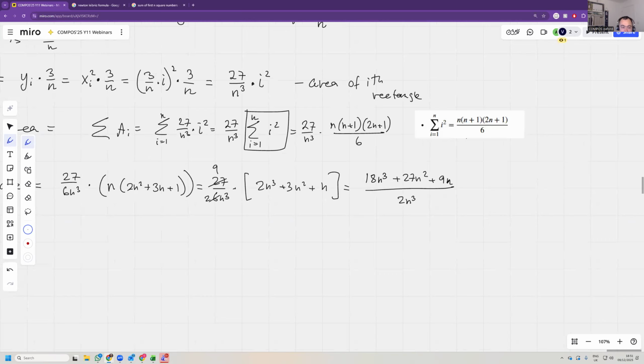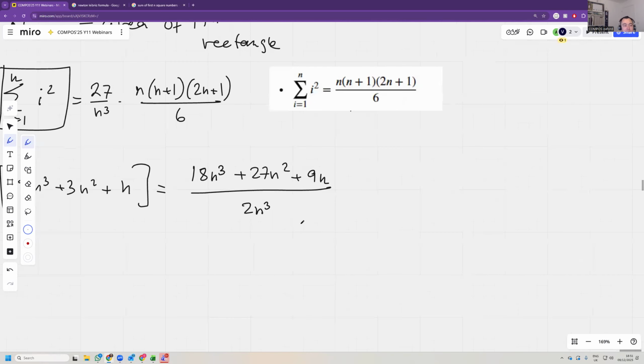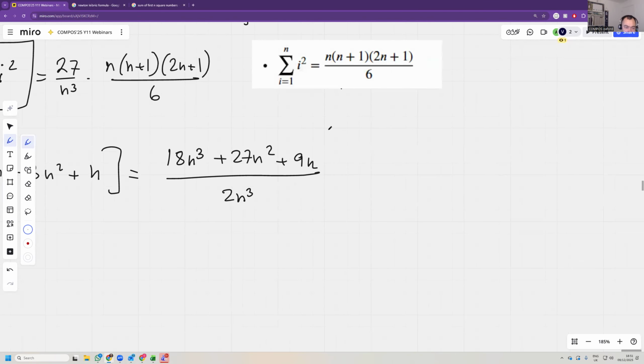And now I'm going to divide top and bottom by n cubed. Well, okay, let's not get ahead of ourselves.